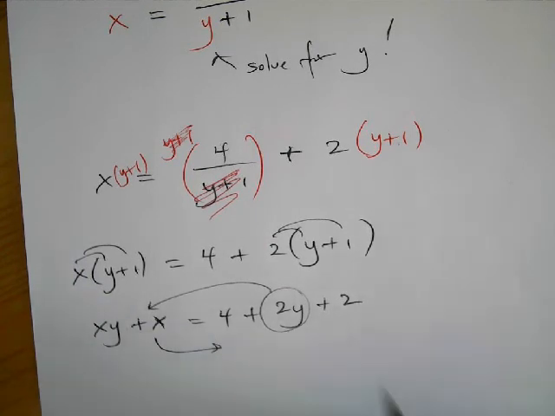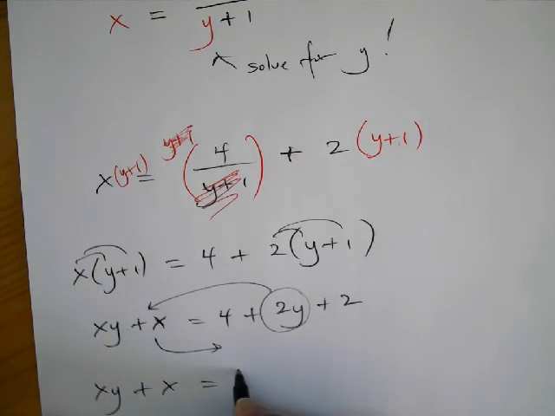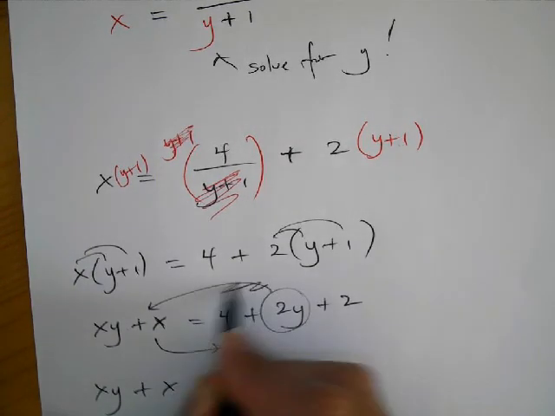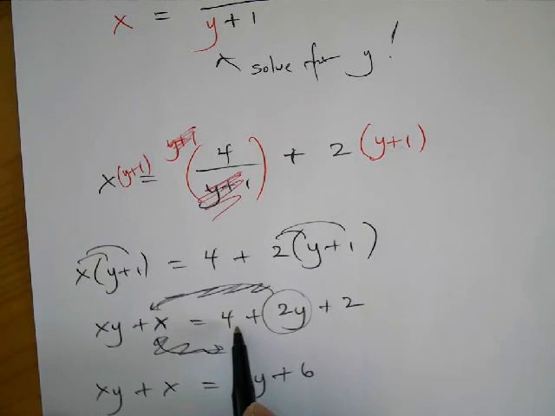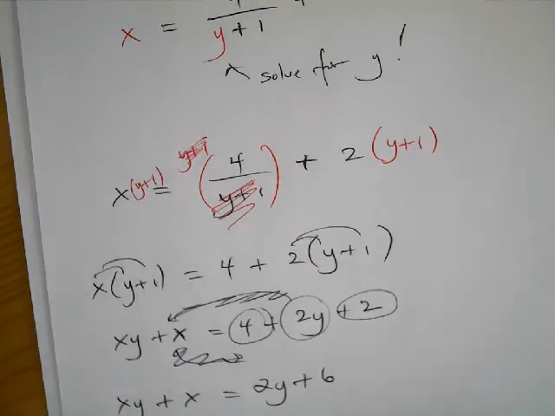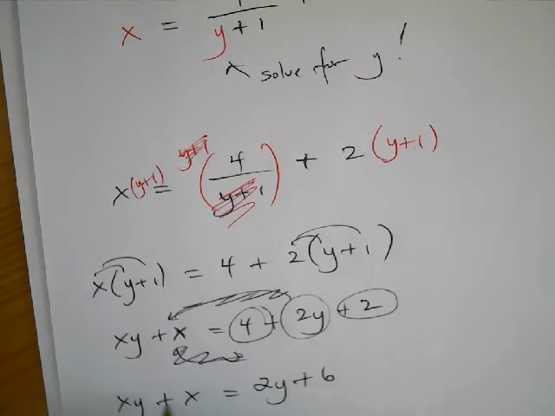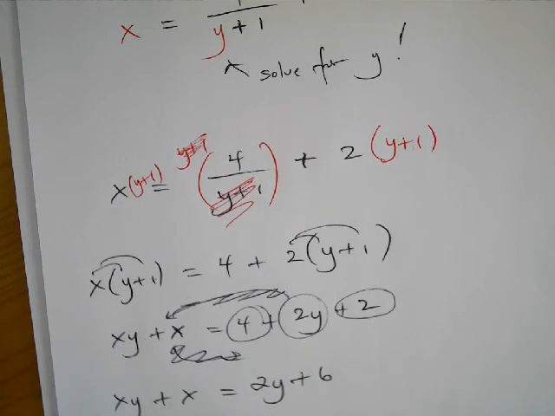Okay, I don't want to do too many steps at the same time. Let me do this. Everybody agree 4 plus 2 is 6? Yeah, let me do this. xy plus x is equal to 2y plus 6. Let me not move this yet. Everybody agree? I just added the 4 plus 2 is 6. Now I'm going to do this.